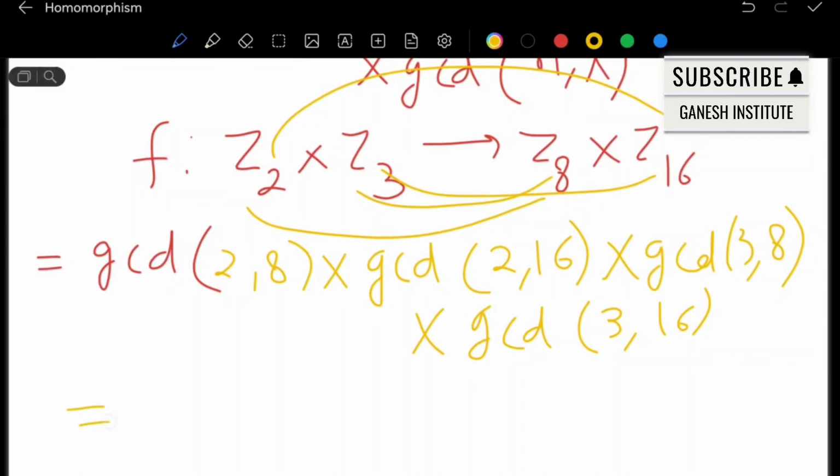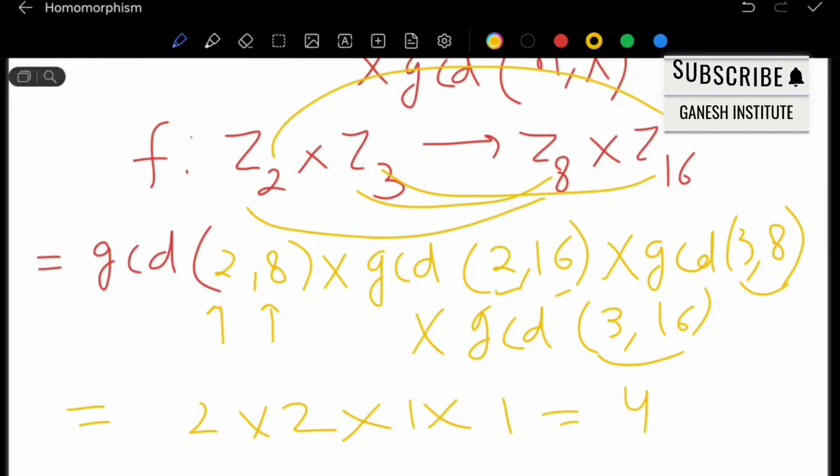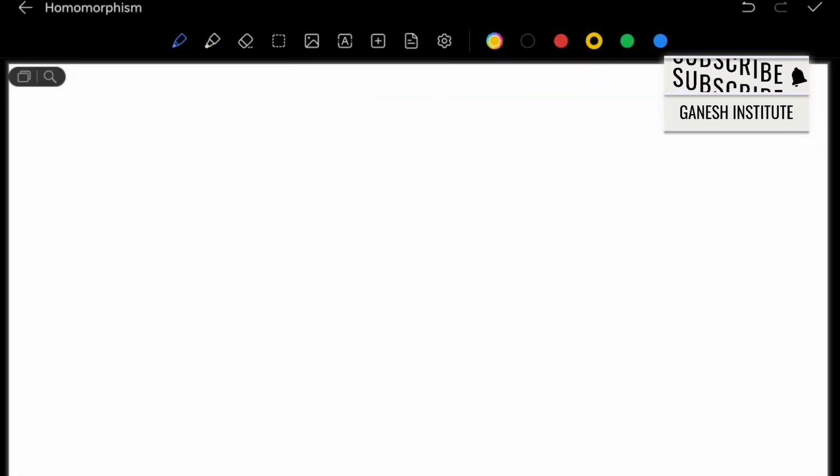Okay. What is the common factor between 2 and 8? 2. Between 2 and 16? Again 2. Between 3 and 8? 1. Between 3 and 16? 1. So the number of group homomorphisms from Z2 × Z3 to Z8 × Z16 is 4. Okay.